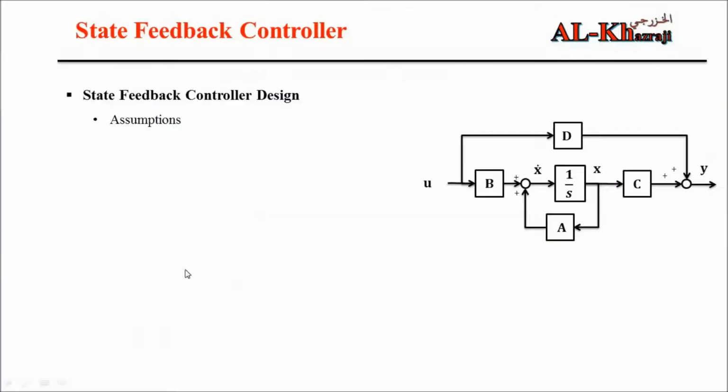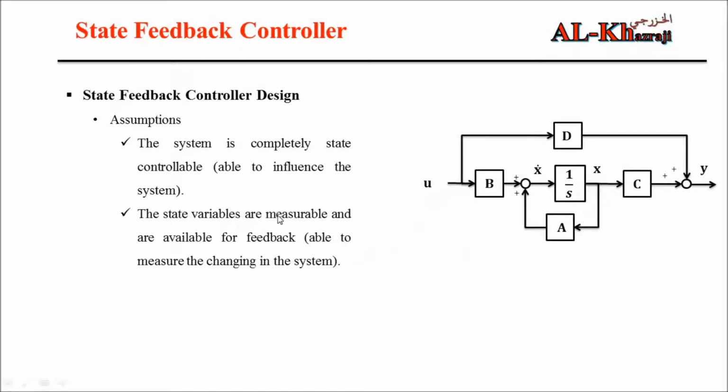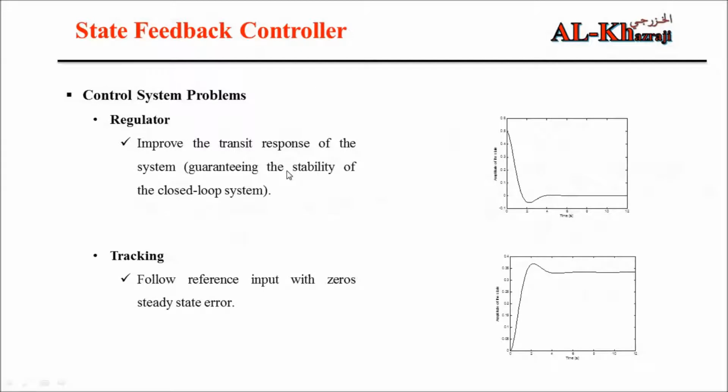Now, in order to design a state feedback controller for the system, there are two conditions that need to be available in that system. The first one, the system should be completely state controllable, which means the control law U is able to influence all the states of the system. And the second condition is the state variables are measurable. So all the states should be measured, for example by a sensor that reads all these states and feeds them back to the controller. Now, if these two conditions have been proven, let's go design the controller.